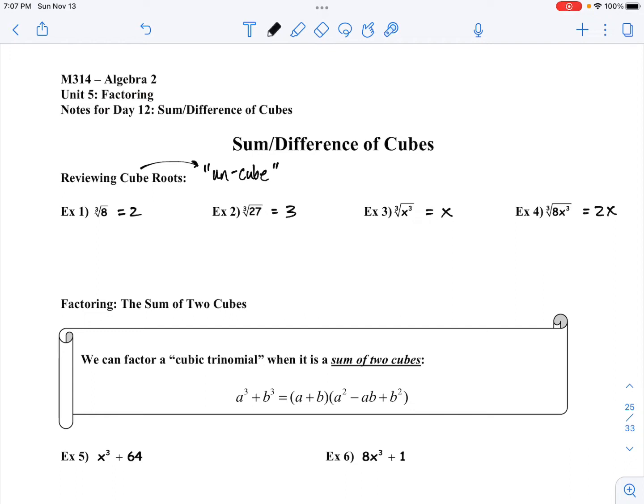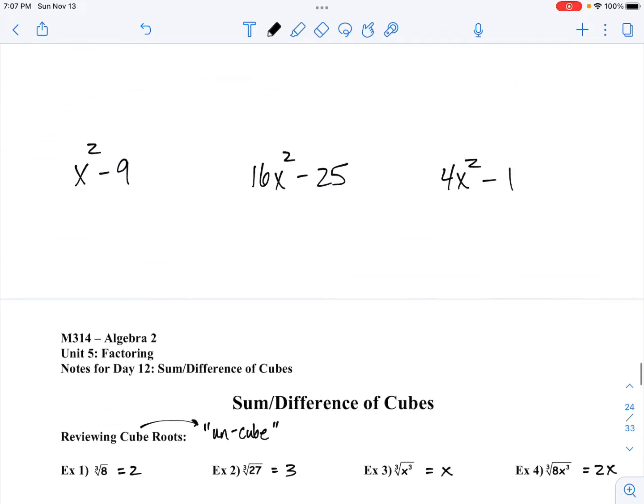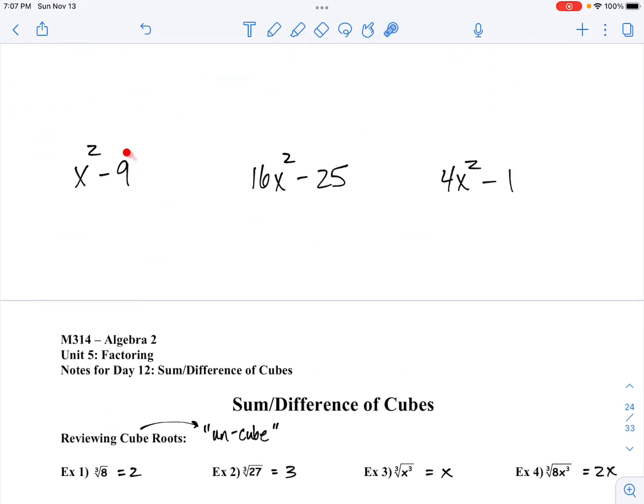First, I want to review what we learned last week because these are going to look really similar. You'll notice last week what I taught you is what are we supposed to do when we see two things? Here's a term, here's a term. There's two there. I don't want you to get these confused with what we're going to do today, because they're a little bit different.